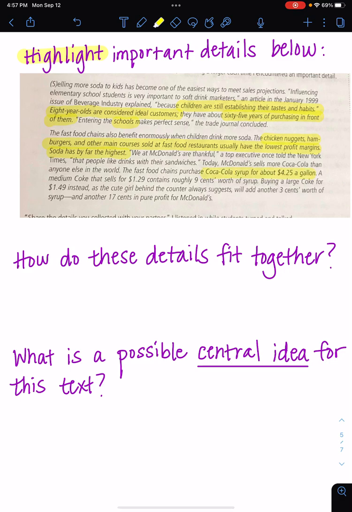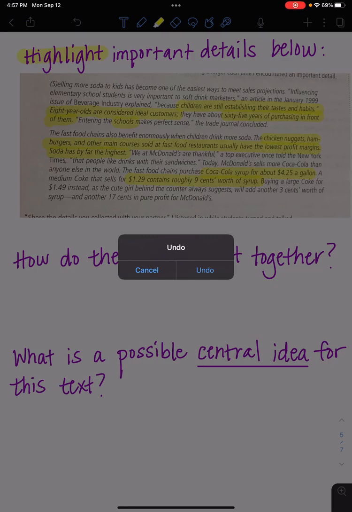$4.25 is a gallon of syrup, and then they say down here it's $1.29, has 9 cents of syrup in it. So they're literally making $1.20 profit on a medium soda there. And then they go on to say how much they add when it makes it large. So, oops, sorry about that, guys.